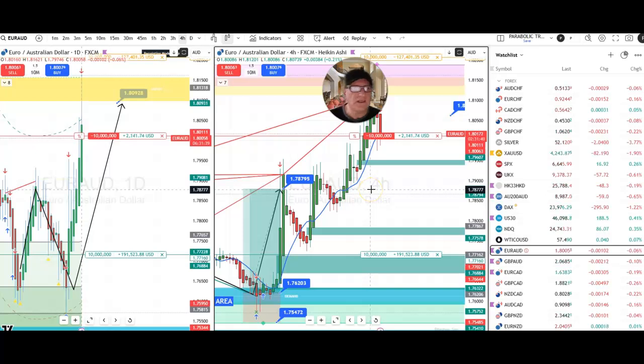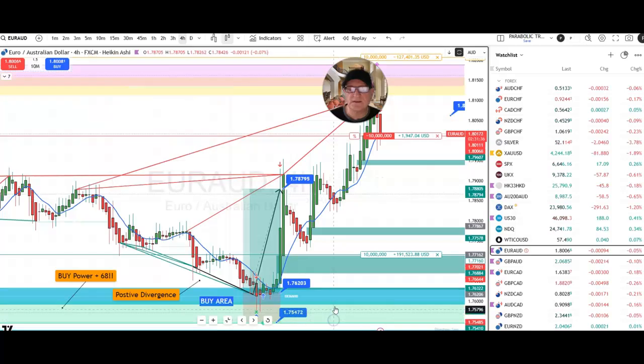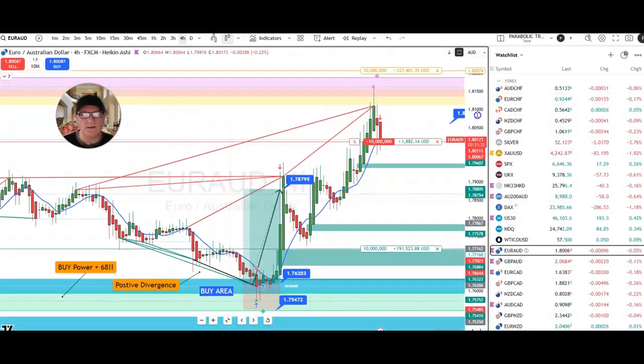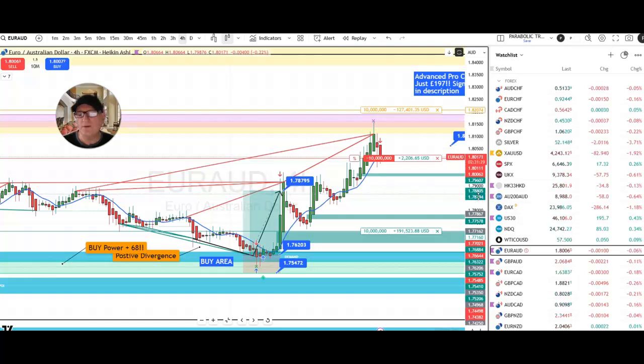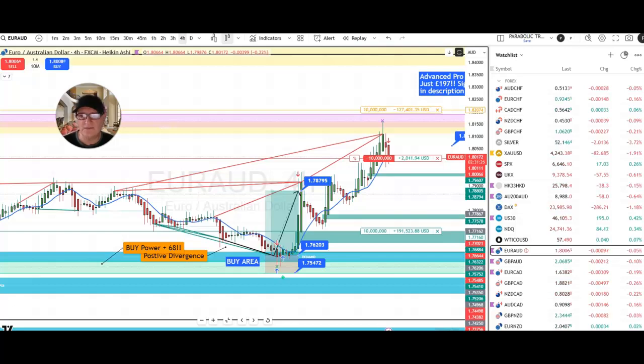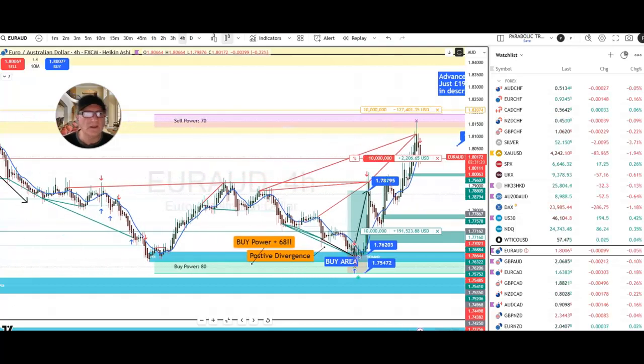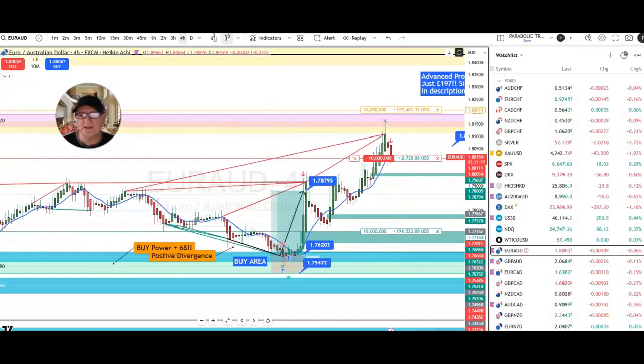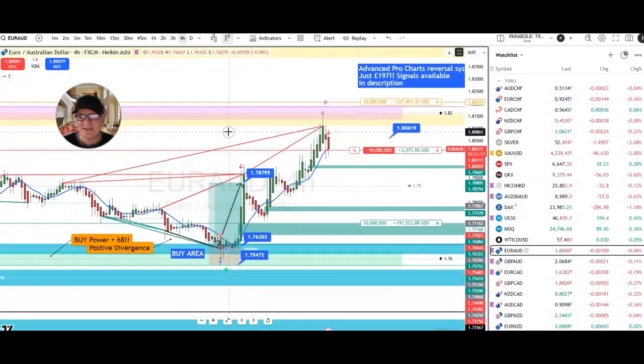Euro Aussie is valid. Let's cover this one now. Where the pound Aussie did not and does not have a valid trade, we can see we've got a power of 70 on the Euro Aussie, so you should be selling that if you're in the VIP signal room.